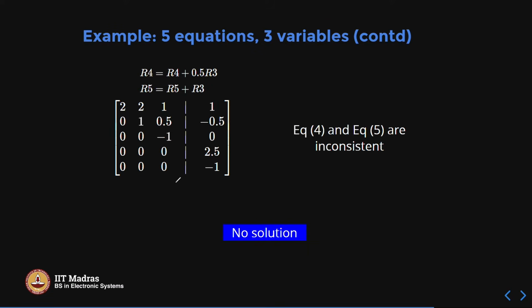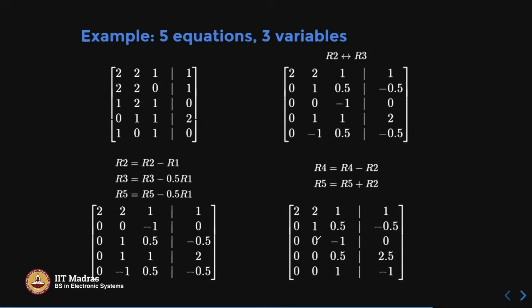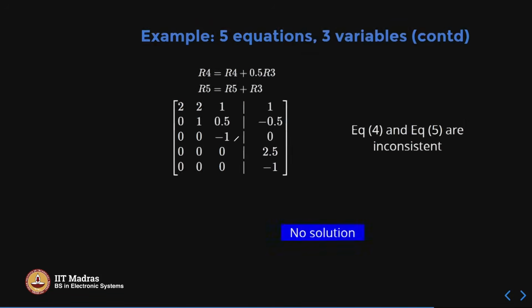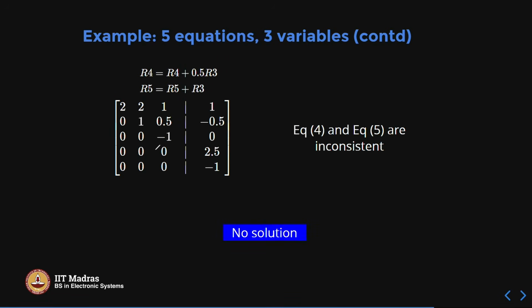But guess what has happened here? Right? Below this pivot, I made this 0. But then I have a 0 equals a non-zero situation. Both equations 4 and 5 are inconsistent. So anytime you have an inconsistent situation like this, your system is not going to have a solution. There is no value of x1, x2, x3 that can satisfy all these 5 equations.